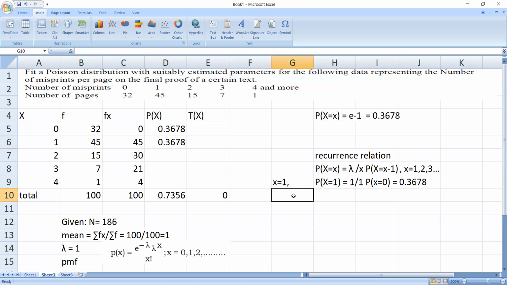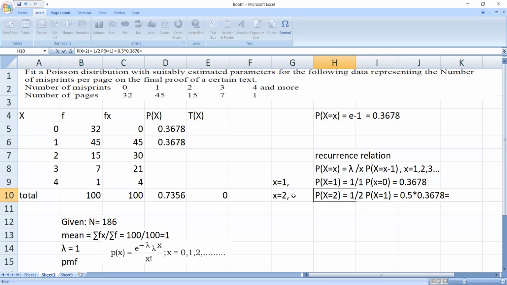Okay, next in the recurrence relation, take x is equal to 2. You get P of x is equal to 2 is equal to lambda by x. Now x is 2, into P of x is equal to 2 minus 1, which is 1. So this becomes 0.5 times of 0.3678, which is 0.1839.